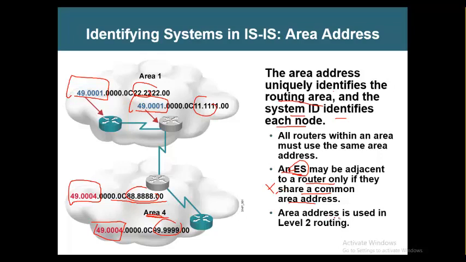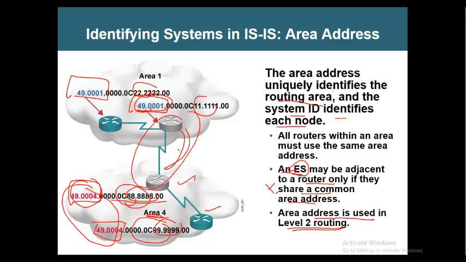Next. Area address is used in level 2 routing, meaning between different areas. Between routers inside the same area, area ID is not used. What is used? The system ID is used to identify. Whereas between the routers of different areas, they don't care about the system ID. They focus on what? The area ID. So that's what the area address is used for, level 2 routing, meaning between the area routing. That is what is called level 2 routing. What is level 1 routing? That is within the area. Correct. Very well said. Within an area.